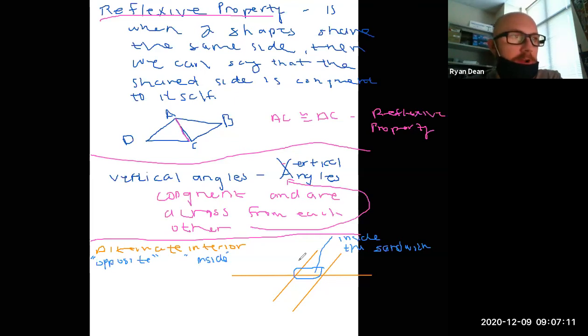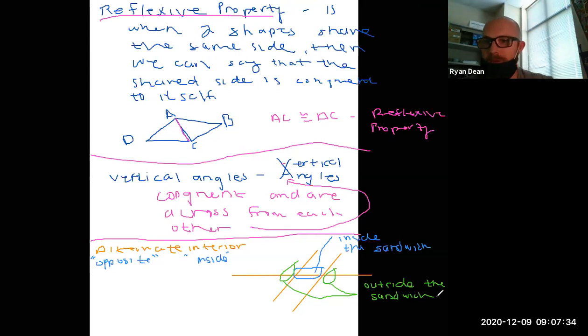On the outside, I'm going to do the outside in green. These are outside the sandwich. This goes with the alternate exterior. We'll talk about that in a second. So we have inside the sandwich or outside the sandwich. Green is outside, blue is inside.